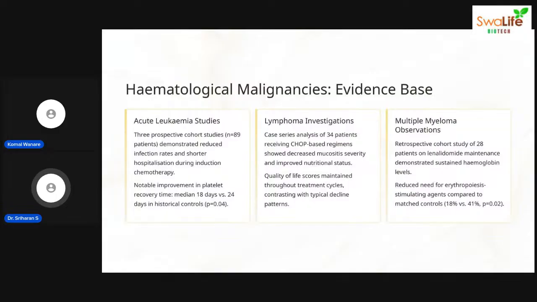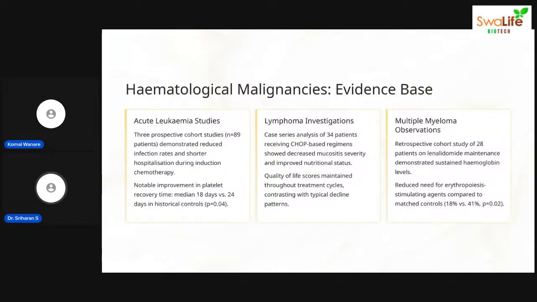Likewise, the lymphoma investigation is also a case series. It is a case series study analyzing 34 patients. Based upon that, it's showing severity in mucositis and improvement in nutritional status.